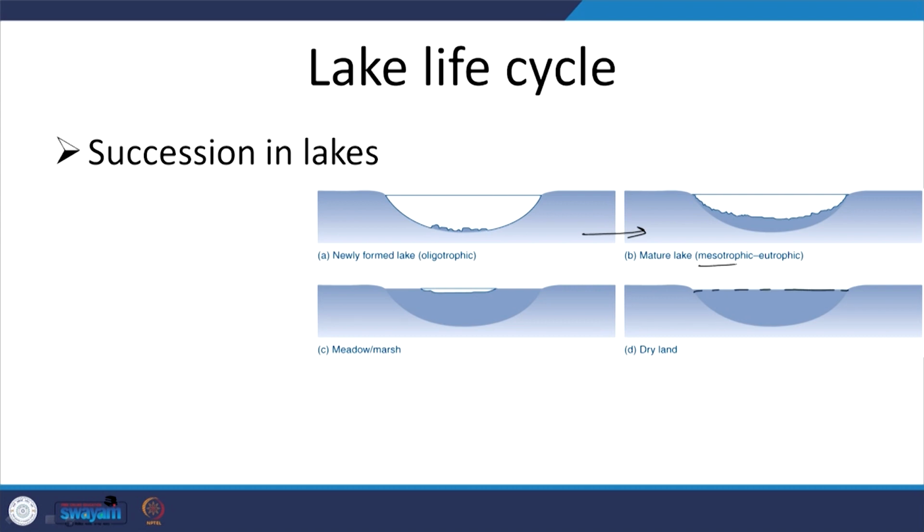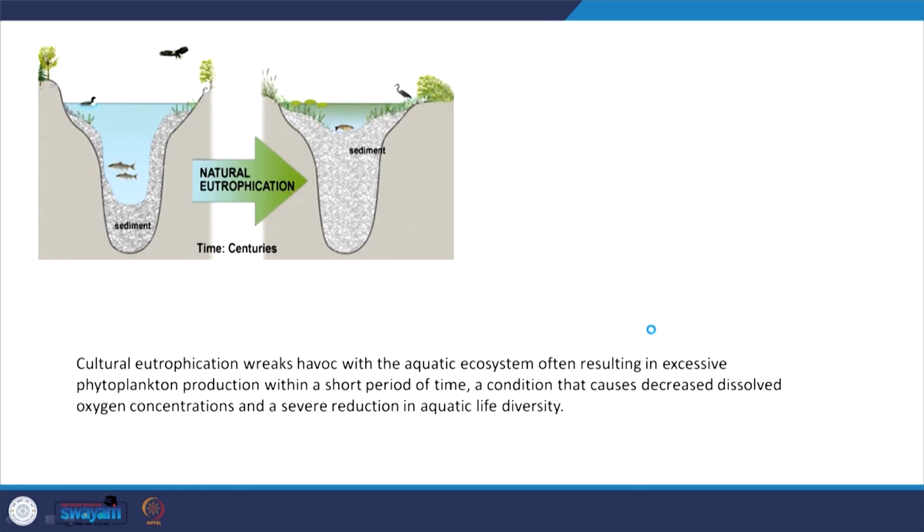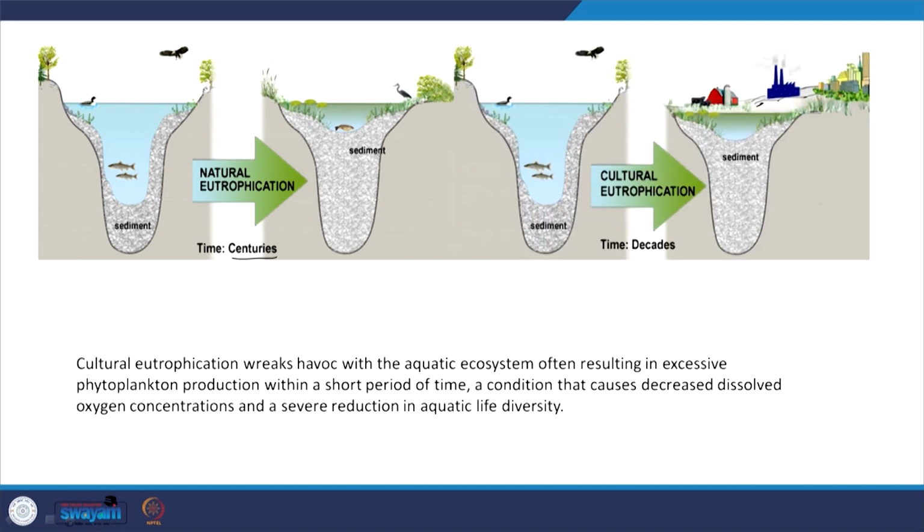You want it to be mesotrophic, but they end up being eutrophic, and this is the final stage when we let excessive nutrients come into our water bodies. Natural eutrophication takes centuries, and it supports the aquatic ecosystem, but cultural eutrophication hastens the process, and we end up cutting the tree branch upon which we are dependent. That is what we see here.